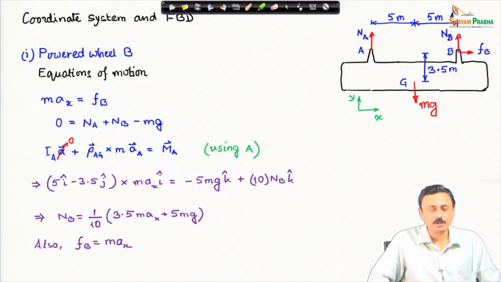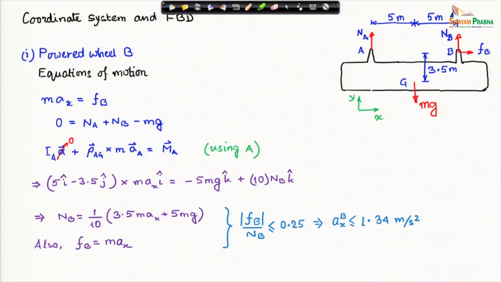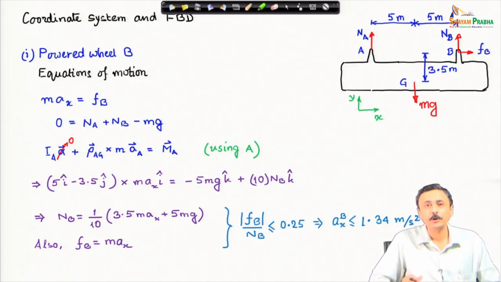And from the first equation of translational dynamics, I have F_b. Therefore, I can take the ratio of the magnitude of F_b by N_b, which should be less than the coefficient of static friction, and that gives me the acceleration of the car when wheel B is powered to be less than 1.34 meters per second square for no slip.